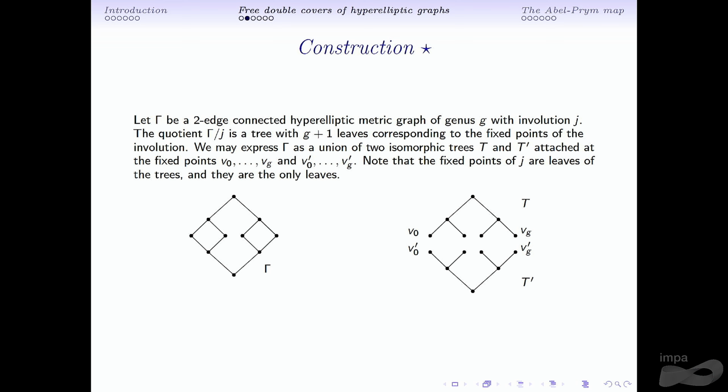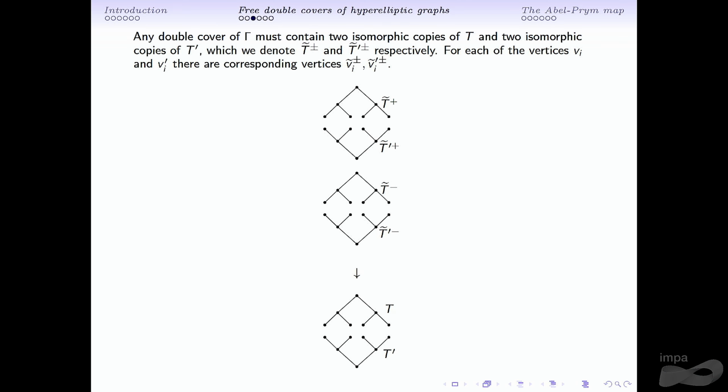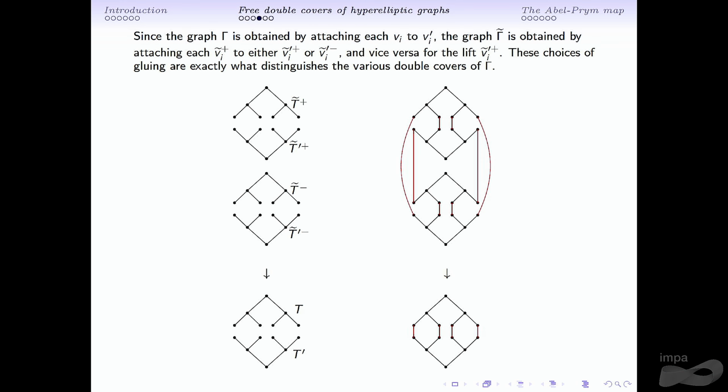How do we construct a free double cover of this graph? We take 2 copies of each tree, like this, because we have to have exactly 2 distinct copies of any point. So given T and T prime, we construct T tilde plus and T tilde minus, T tilde prime plus, T tilde prime minus. And now we just have to decide how to connect the 2 preimages of the fixed points. So an example will be this one.